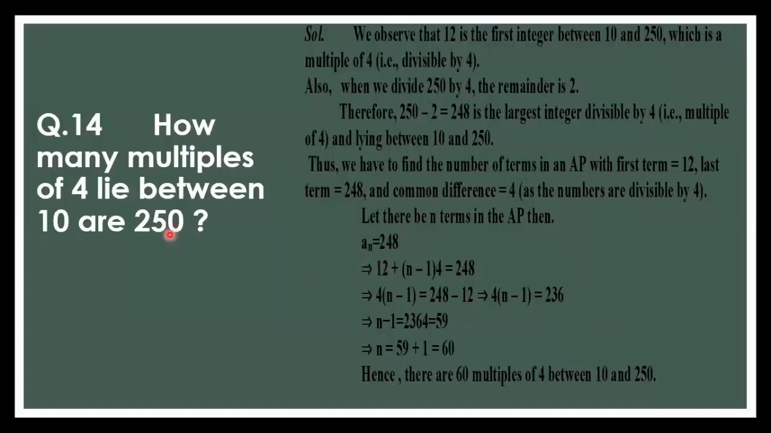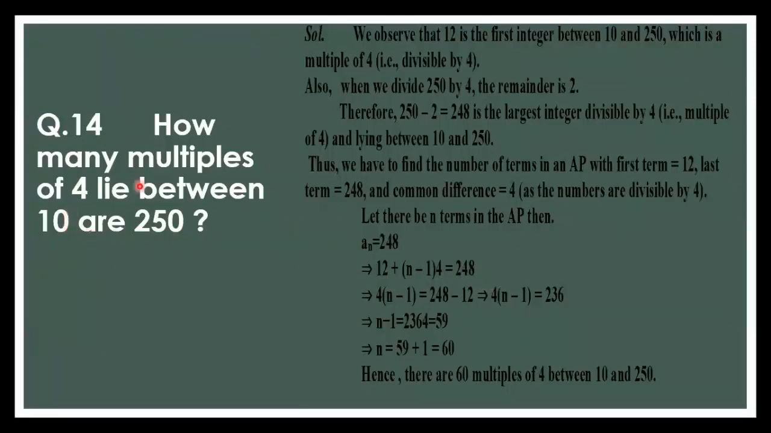And since 250 is not a multiple of 4, which is the last multiple of 4 from 10 to 250? You divide 250 by 4. You are getting remainder 2. Am I clear, children? Yes, ma'am. That 2 you subtract from 250. So 248 is the largest integer divisible by 4 between 10 and 250. So from this I got first term A value 12 and nth term, that is An value, 248. Any doubt here?